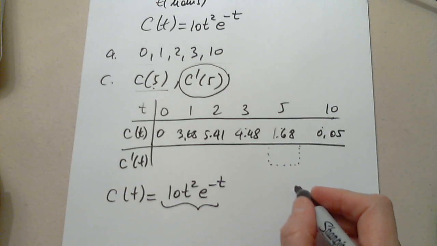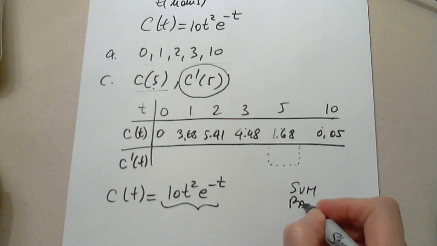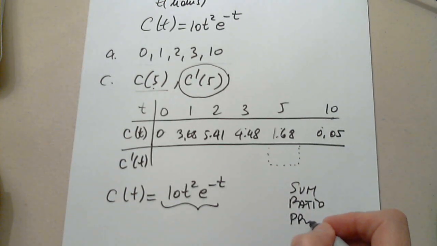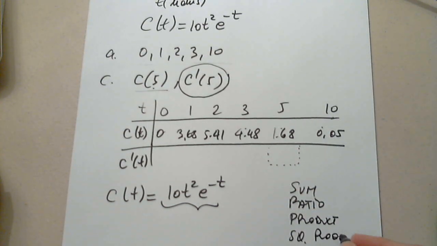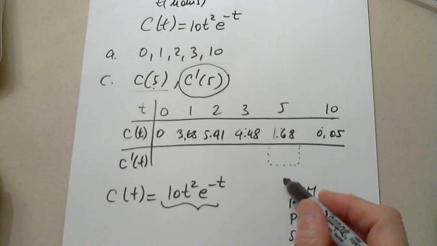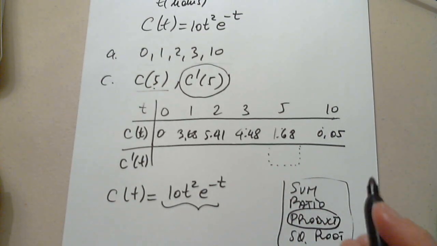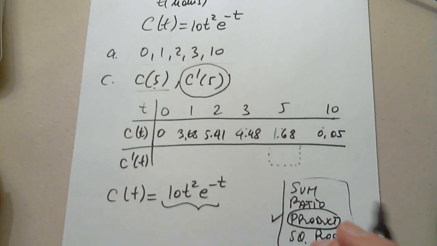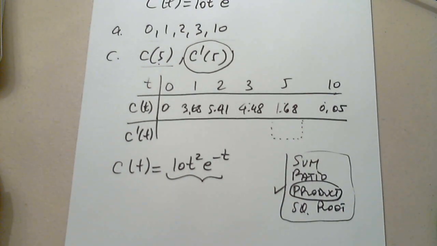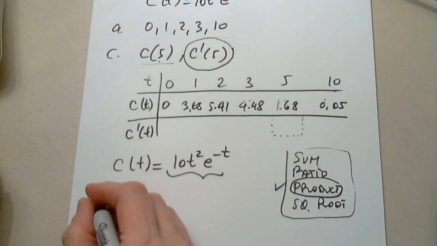In other words, is it a sum? Is it a ratio? Is it a product? Is it a square root? What is it? If I don't identify, yes, it is a product. Because it is a product, awesome, I have to use the product rule. Now we can start. Only now. I'm ready.